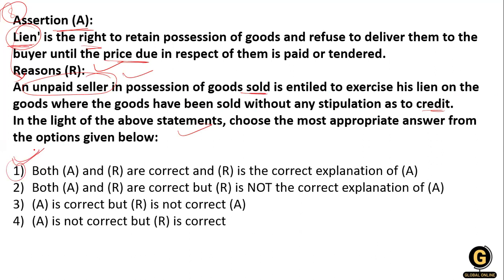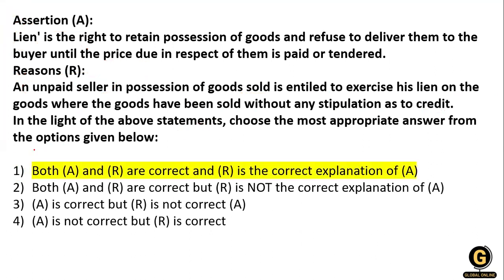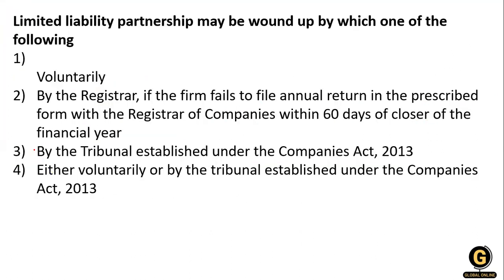That is, A is also true and R is also true, and R correctly explains A. Clear? Now, a limited liability partnership may be wound up by which one of the following? It's talking about the winding up of the LLP.